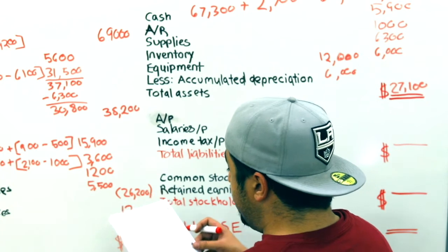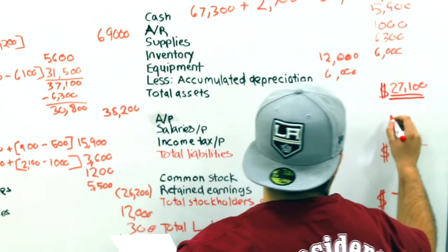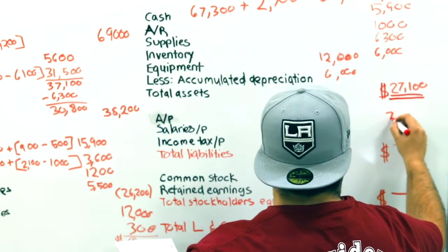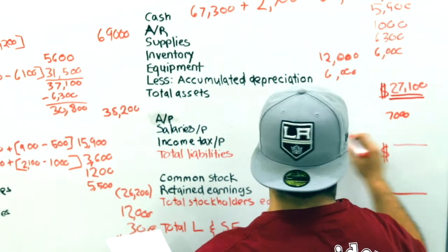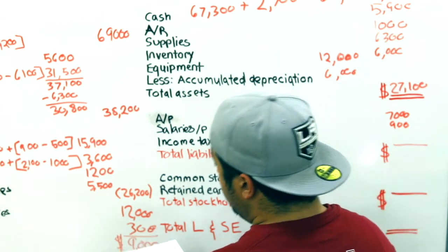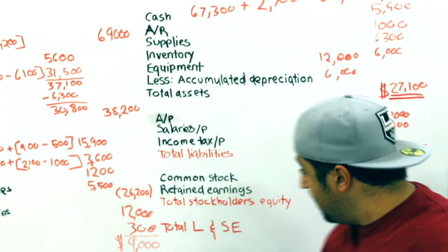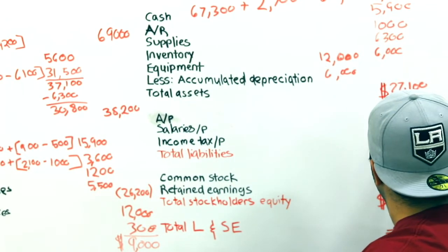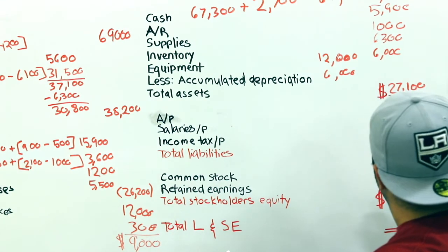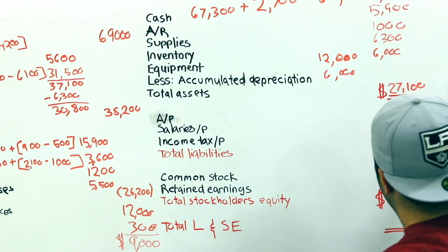So salaries payable. Oh my bad. Accounts payable. This is another given information of 7,000. Salaries payable 900. Income tax payable, which we solved in the past, of 3,000 because it's 25%. Giving us a total liability of 10,900.